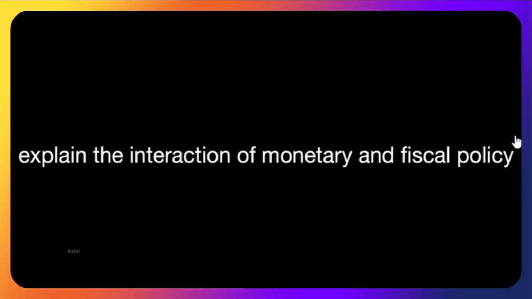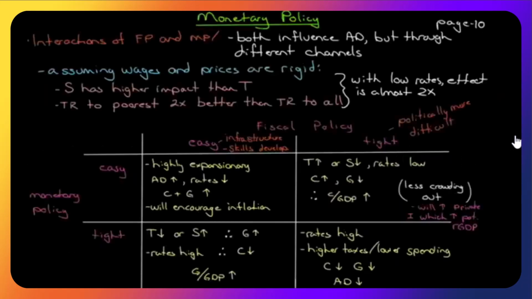Next learning objective: explain the interaction of monetary and fiscal policy. Okay, interactions between fiscal and monetary policy. Both are intended to influence aggregate demand, but they do so through different channels. Let's make some assumptions and make some statements first before we get on to the interaction. The assumption here is we're going to assume wages and prices are rigid for all of these interactions.